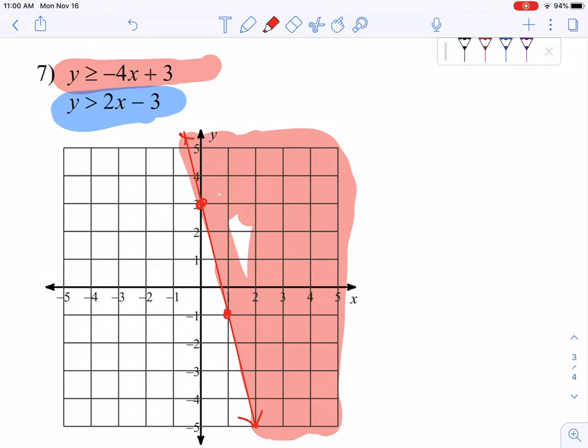Now that I've done that, I'm going to go back to my blue and take care of my blue equation. So I'm beginning at -3 for my blue equation, and then I'm counting up 1, right 1. This is a dashed line because it is not equal to. And I am shading everything below.